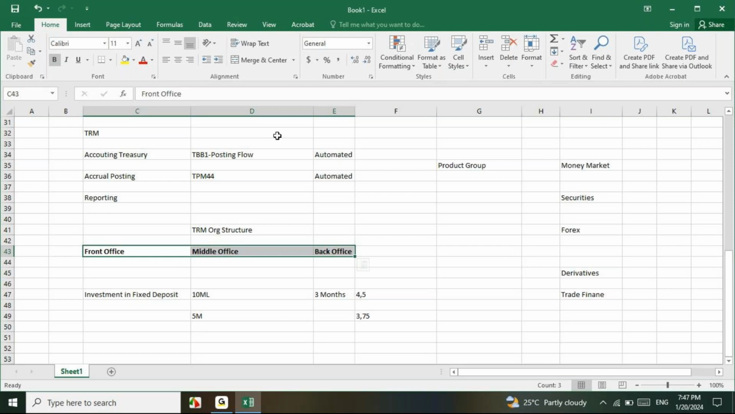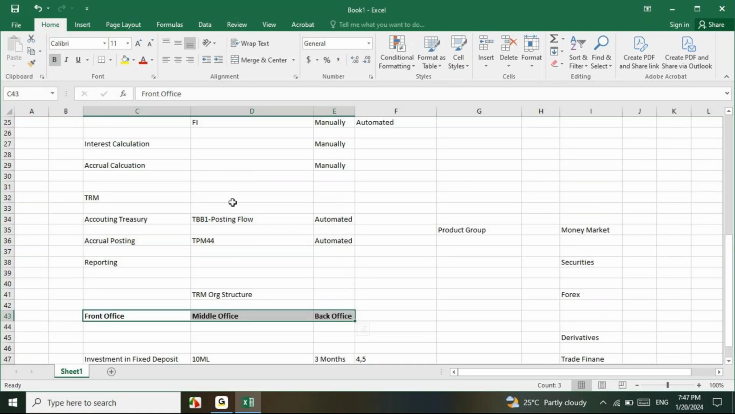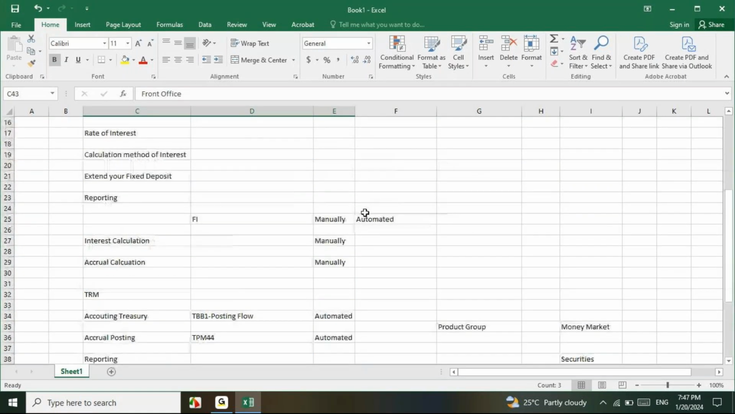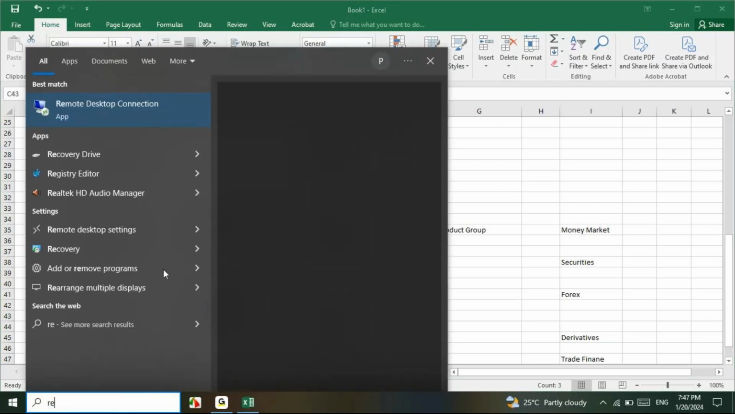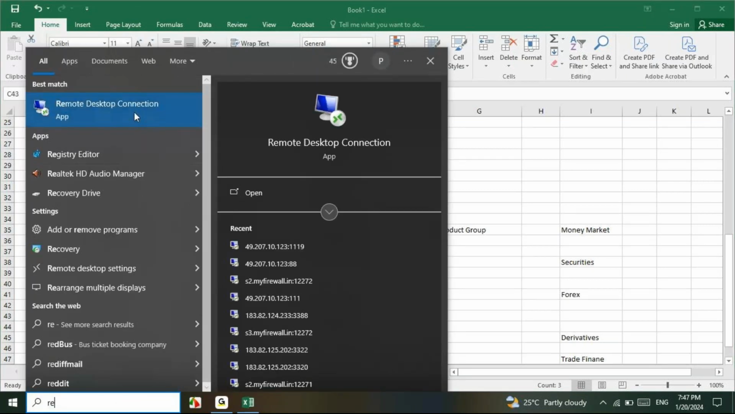So this is about the introduction of it. If you have any questions, you can ask, because today I just thought of giving you a brief idea about SAP Treasury. What is the importance of the SAP Treasury module? Now I'll show you some of the things. Give me a moment.